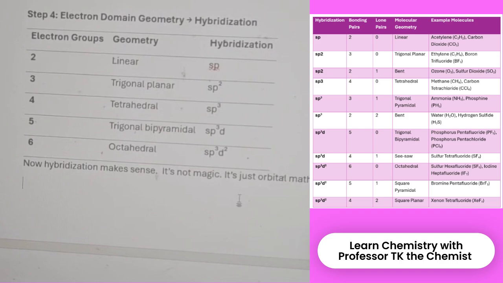Here, I want you guys to keep this chart in mind, okay? Hybridization is just simply orbital math. When you talk about hybridization, all you're going to do, guys, is just look at your electron groups and the shape of what it is, and then match it up to the hybridization. It is not difficult at all.